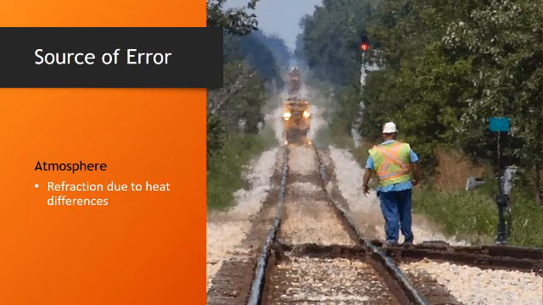Another source of error can be atmosphere. Sometimes you get refraction due to heat differences. In our case, we assumed that refraction due to heat would be very low because the heat was fairly constant. I'll now hand you over to Daniel, who's going to tell you about the laser plummet and the method we used to test it.